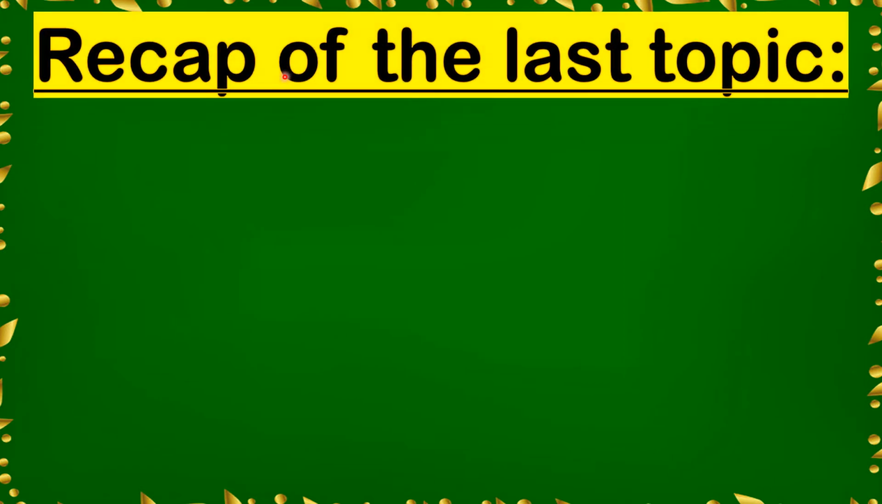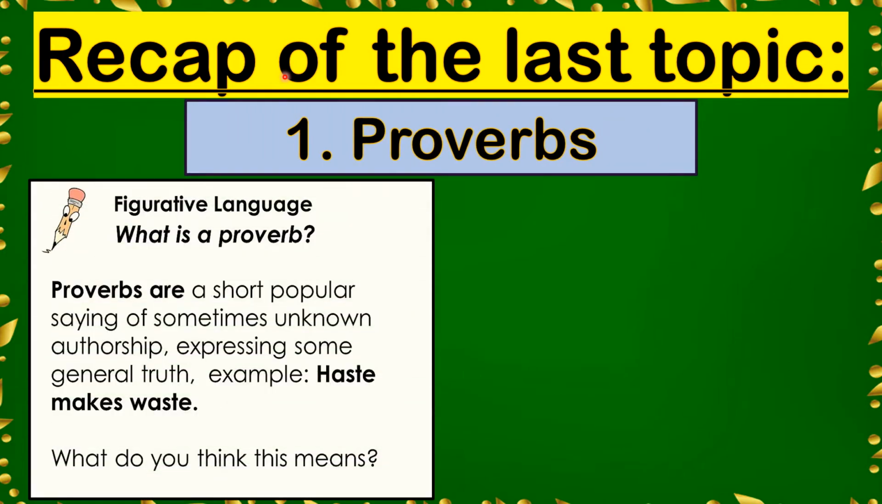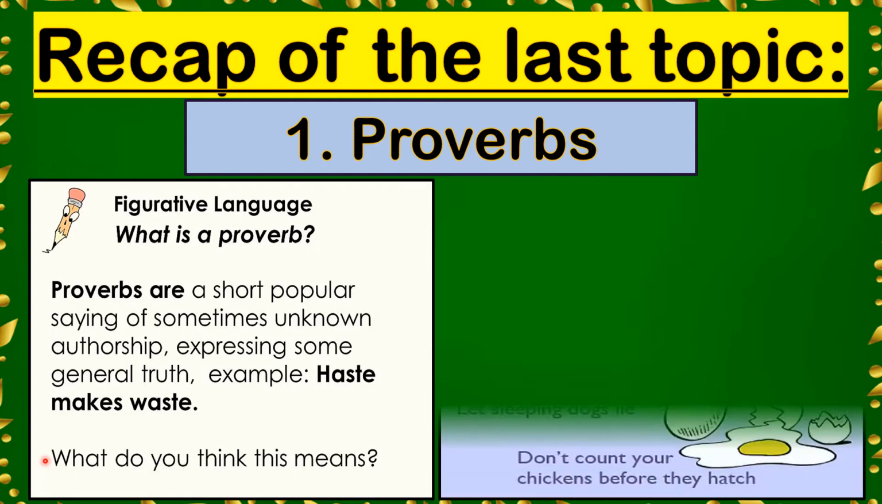Class, before we proceed with our online learning discussion, let us have a short recap or review of the last topic that we had, which is about Proverbs. So what do you mean by Proverbs? Proverbs are a short popular saying of sometimes unknown authorship, expressing some general truth. Example, haste makes waste. What do you think this means? It means, class, that when you do things quickly, you can either be wrong or you might do it again.